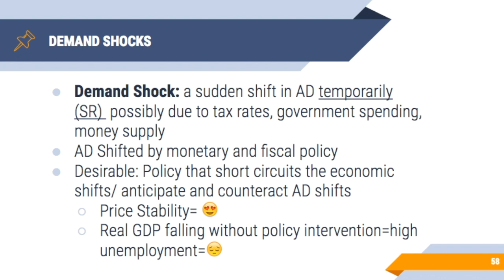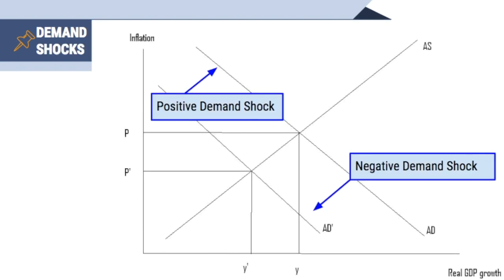So how do you move the AD curve back to the desired level? Well, by utilizing monetary and fiscal policy. In fact, the best case is when the policy short-circuits the economic shifts or anticipates and counteracts AD shifts, because it will result in price stability, which of course all economists want. Moreover, without policy intervention, the RGDP may fall, and that will result in higher unemployment, which of course economists don't want. Well, graphically, here's what it looks like.